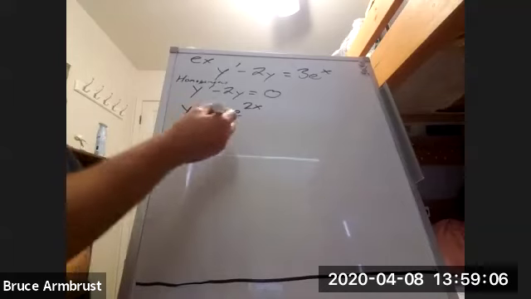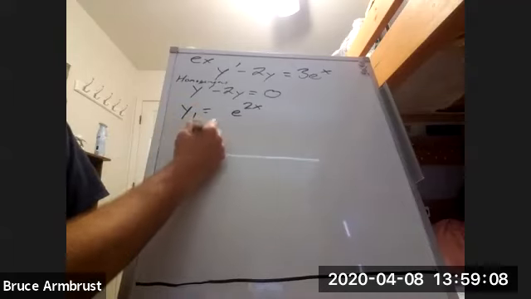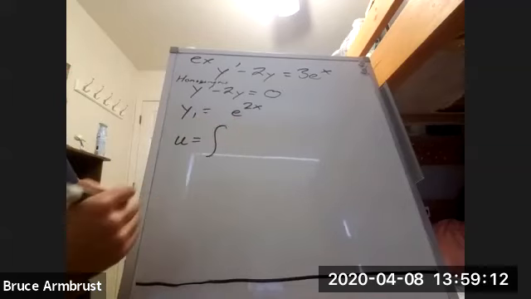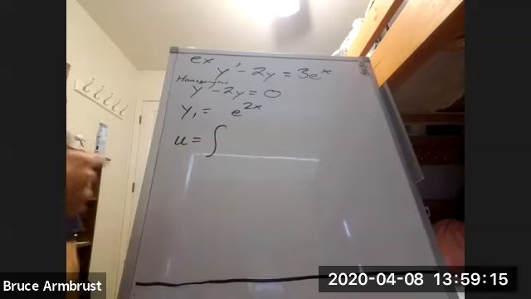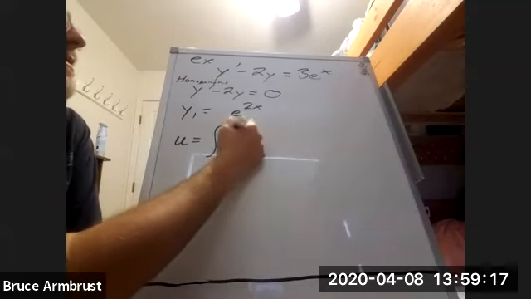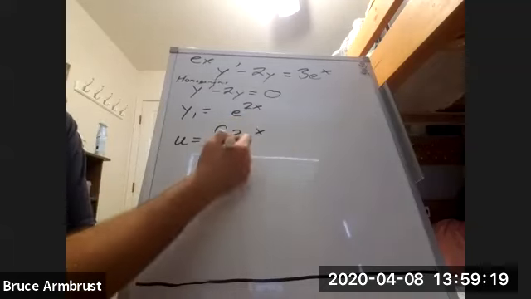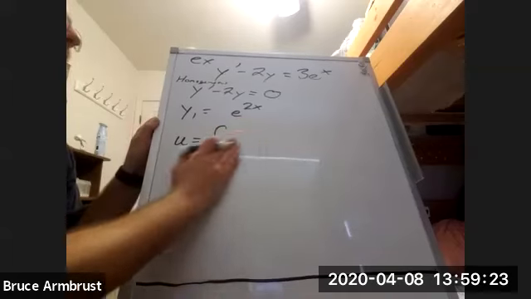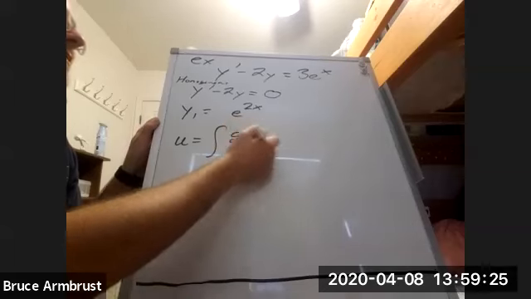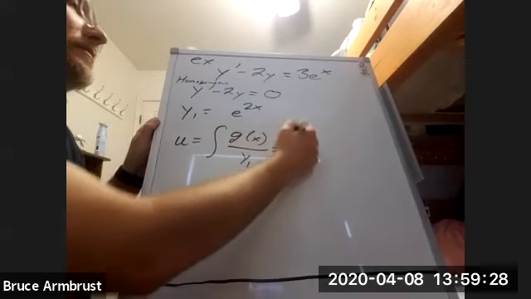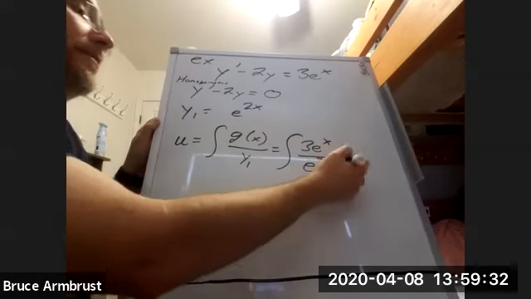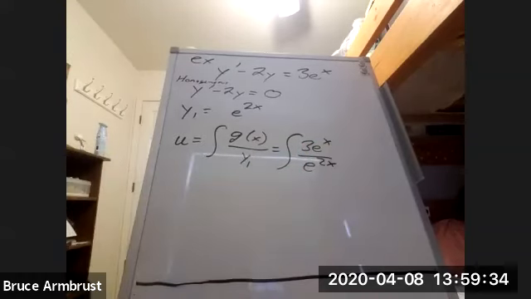So if you go back and you look at how we found u, that's going to be the integral of the g of x, so that's 3e to the x, divided by y1. Actually, let me write it down. So this is g of x divided by y1. So we've got 3e to the x over e to the 2x. So this is the u we're going to use.